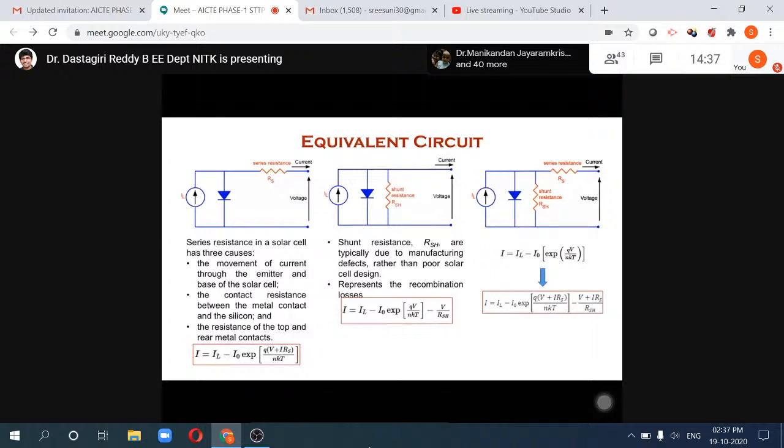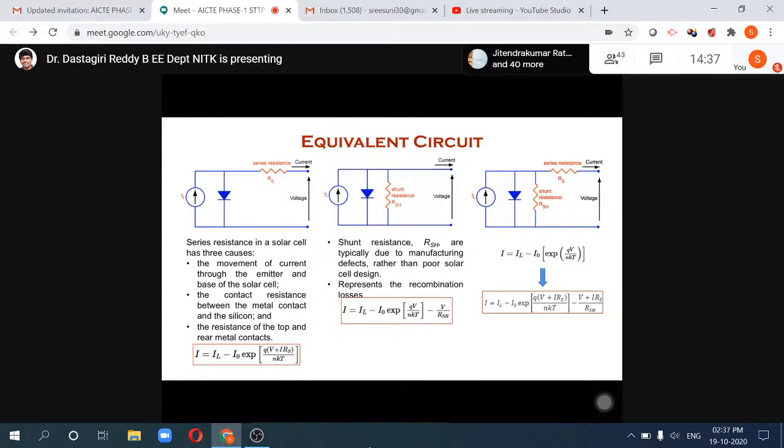Now, what is the effect of Rs and Rsh separately? The series resistance has a greater effect on performance at high intensity. If the series resistance is more, it has an impact at high intensity, when more current comes into the picture. There will be a drop, so I squared R losses will come into the picture.